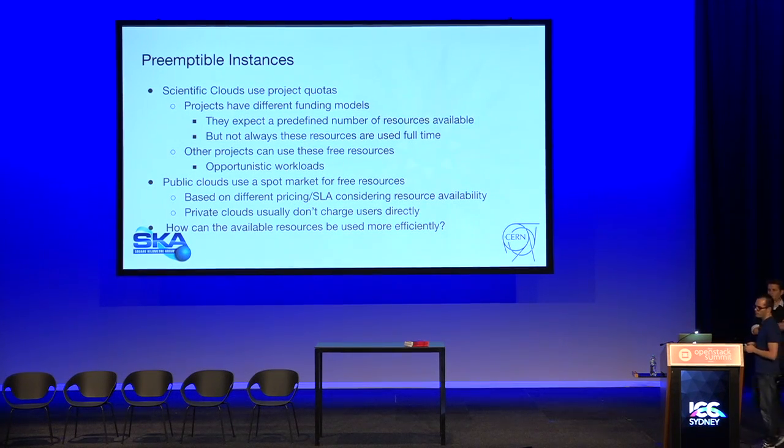So one of the areas that we are very interested in is how can we have clouds that are more efficient, that actually use all the resources that are available. And that is the goal of preemptible instances. So basically, scientific clouds have different funding models. However, in most of the cases, they are predefined resources for a project. So the project will know that they'll have X number of cores from the beginning.